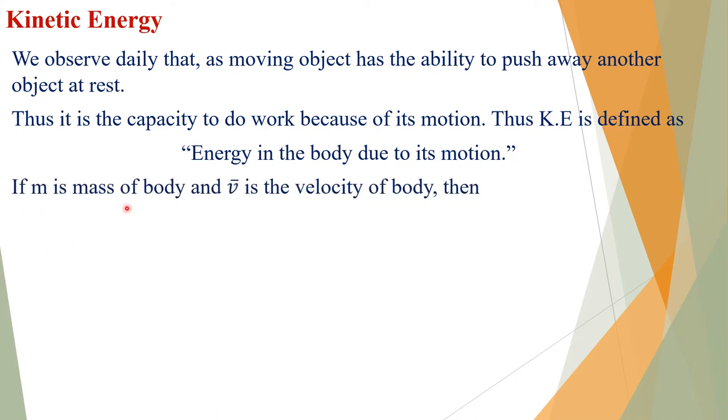If m is the mass of the body and v is the velocity of the body, then kinetic energy is equal to half, 1 by 2 m v square. m is the mass and v is the velocity of the moving object.